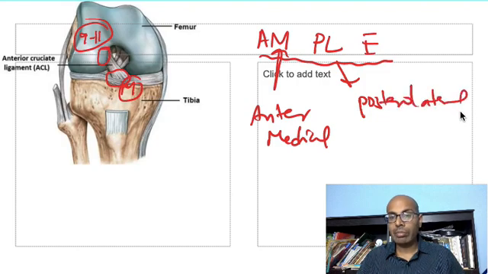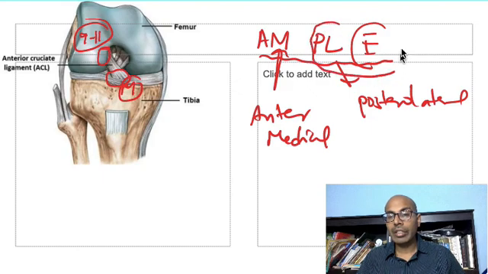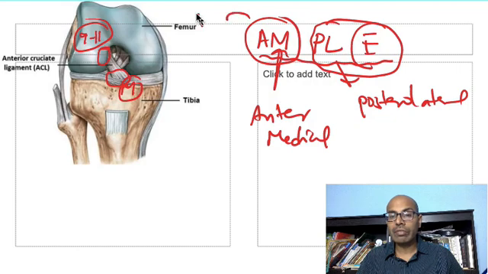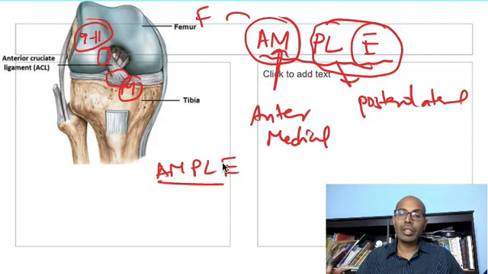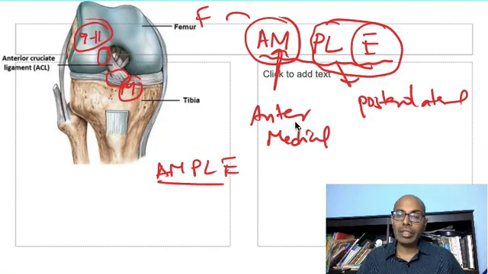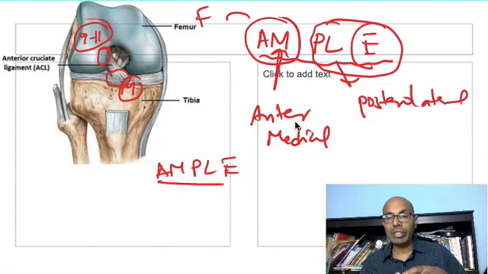Posterolateral bundle. And E you add because the posterolateral bundle is tightest in extension, PLE, and the anteromedial bundle is tightest in flexion. So the mnemonic to remember is AMPLE. There are two bundles, anteromedial and posterolateral, and E is for the posterolateral bundle is tightest in extension, whereas the anteromedial bundle is tightest in flexion. Okay, so what is the basic function of the ACL? It prevents anterior translation of the tibia over the femur.